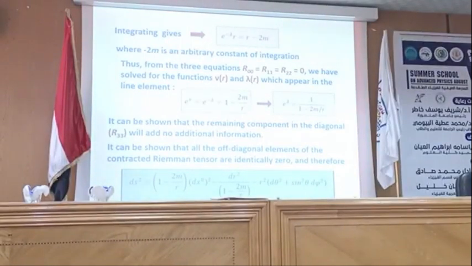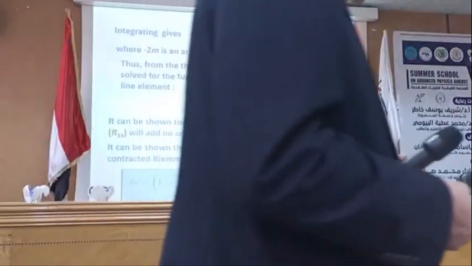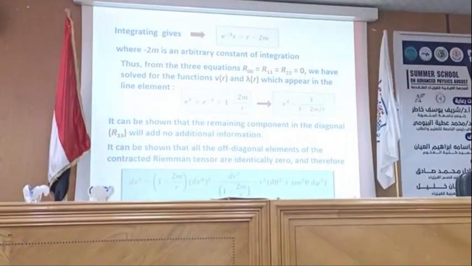So in fact, from the three equations R00, R11, R22 equal to 0, we have determined the value of e to the nu, which is e to the minus lambda, equal to 1 minus 2m over r. So this is e to the nu, and this is e to the lambda. The problem is solved.